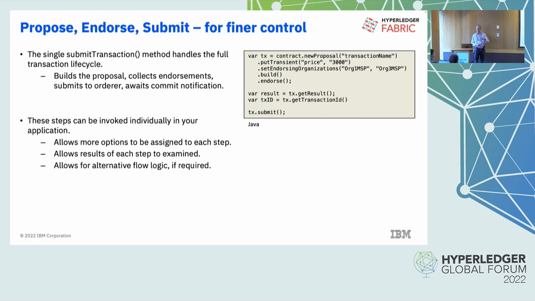Submit transaction is going out, getting multiple endorsements, gathering the responses, submitting to the orderer, and waiting for a commit notification. We can break that down into individual steps. In Java, you just chain them together. We can create a new proposal, put transient data in there, then build and endorse. Before we submit, we can pick out intermediate results, like the transaction ID or the result, and we can implement different flow logic, such as different retry options between each step. The high level one is great, but if you want finer control and your own logic, you can break out these steps and have more control over them.